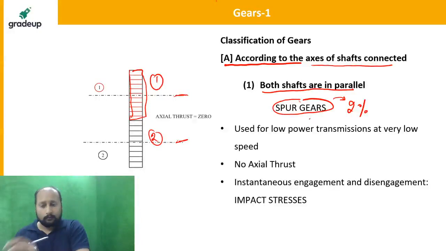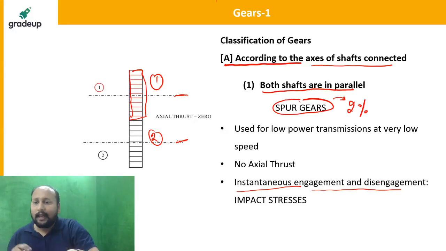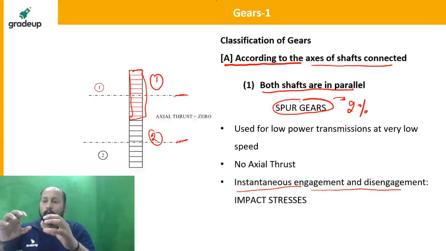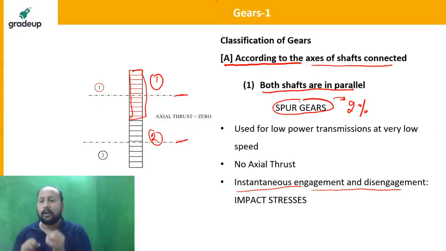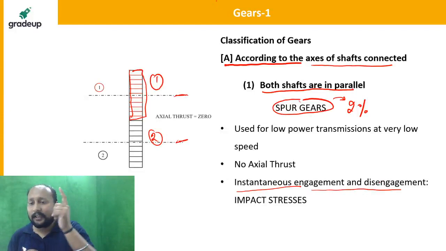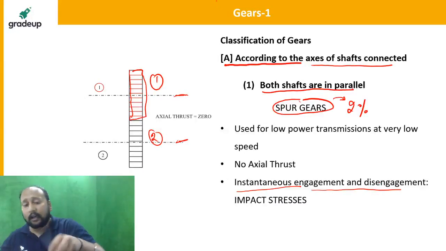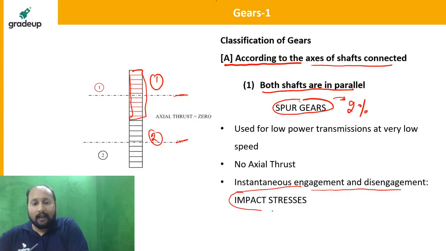Why? Because if we use spur gears at high speed, what will happen? We have a basic term, instantaneous engagement and disengagement. Let us suppose this is gear 1 teeth and this is gear 2 teeth, and they have an engagement like this. So if there is instantaneous engagement and disengagement, we'll have high impact stresses.